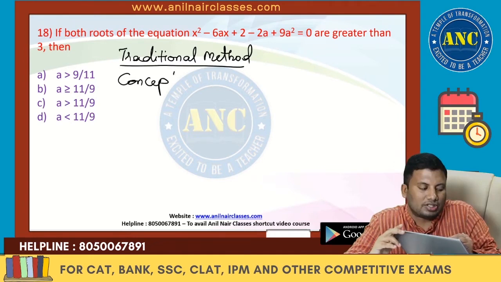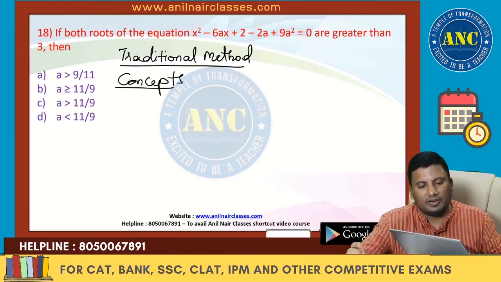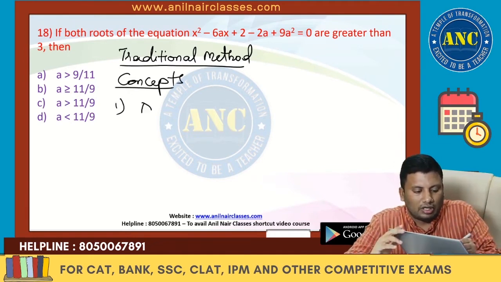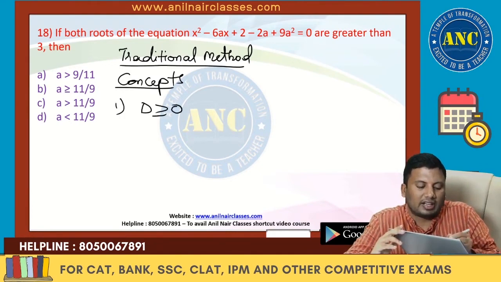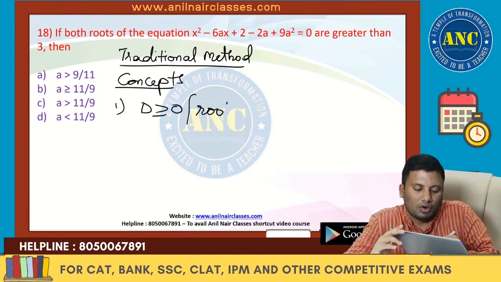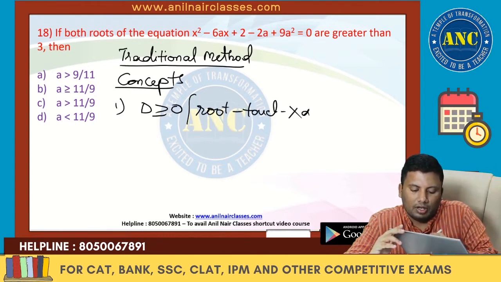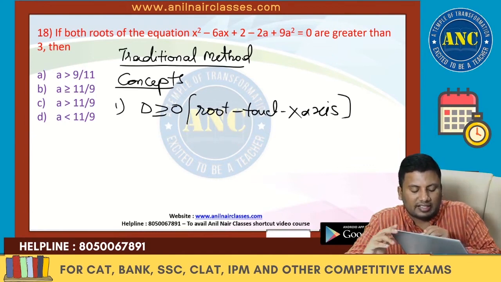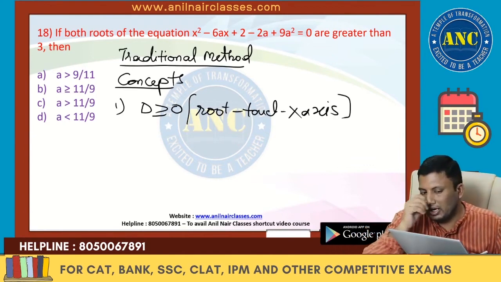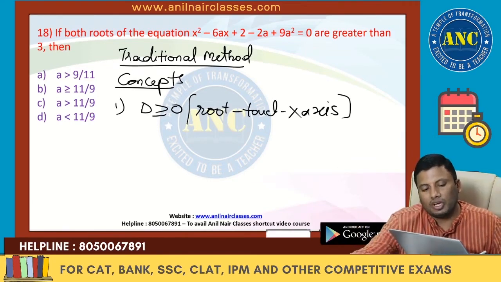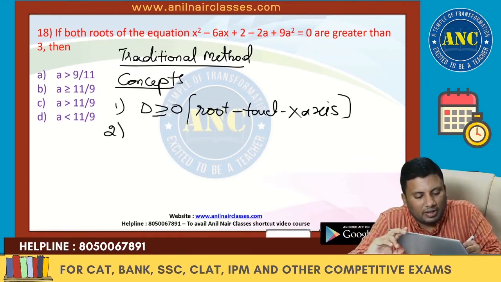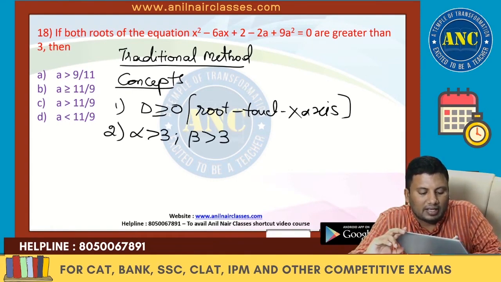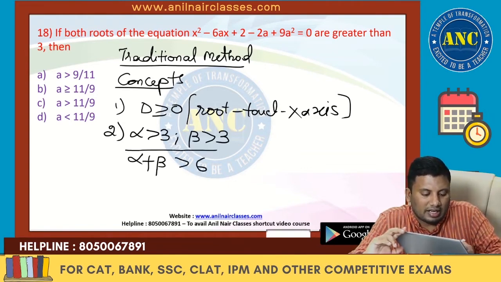What are the concepts that we need? First, it is a root, so discriminant is greater than or equivalent to 0. Root will touch the x-axis. D is greater than or equivalent to 0. Both the roots are greater than 3. That means alpha is greater than 3, beta is greater than 3, alpha plus beta is greater than 6.